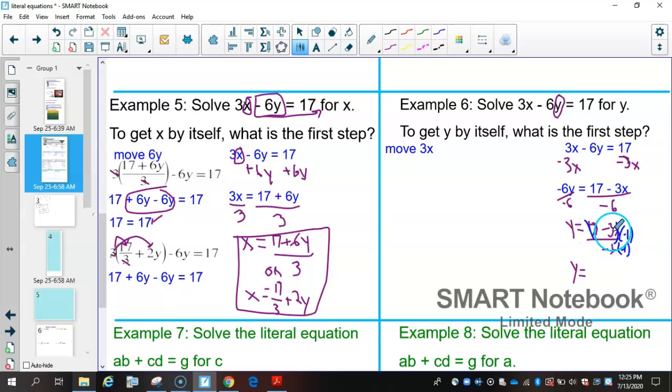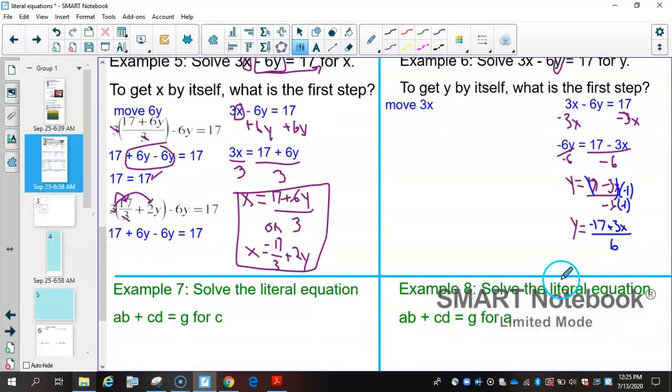That was supposed to be parentheses around the whole thing. But when we multiply this numerator by negative 1, well, 17 becomes negative 17. And negative 3x becomes positive 3x. And then the 6 in the bottom is now positive. So we went from 17 minus 3x over negative 6 to negative 17 plus 3x over 6. You will see it written more like this than with the negative in the denominator.